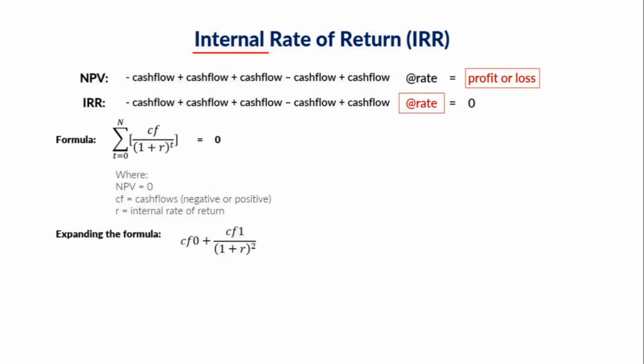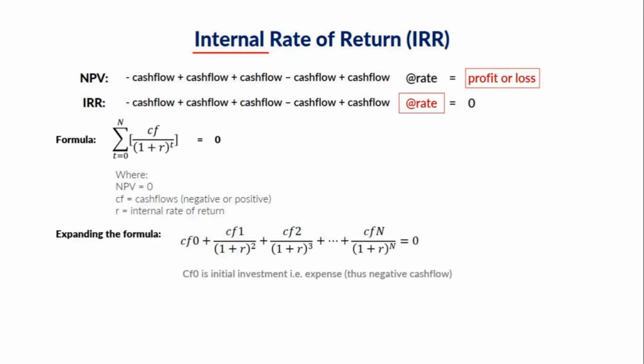Now expanding the formula, we get this formula, which is basically telling you that CF0 is the initial investment, that is an expense. So it doesn't need to be converted into present value as it is happening today only. And all the other subsequent cash flows are future values, and thus we have to bring them to the present value and add all of them. So CF0 is the initial investment, that is, it is an expense, thus it's a negative cash flow. So we can write this as negative investment plus all the subsequent present values of cash flows will be equal to 0. Now applying simple mathematics here, we get that the present value of all the subsequent cash flows will be equal to the investment. So here you get your other formula.